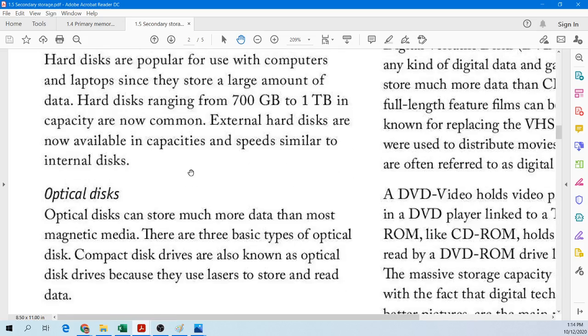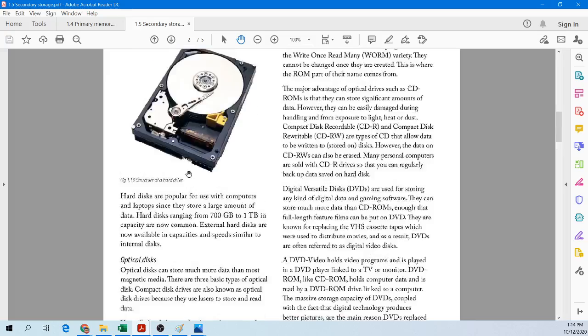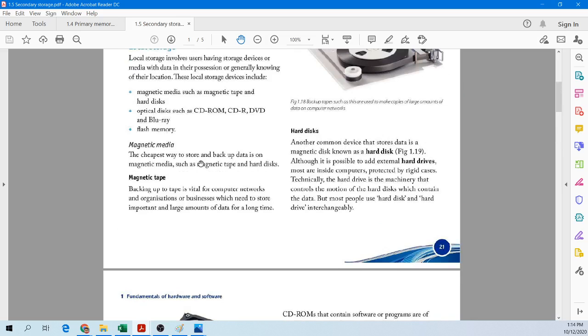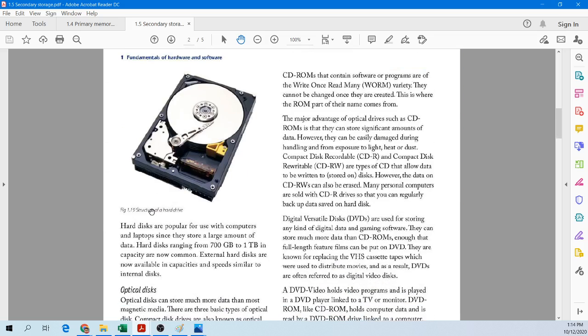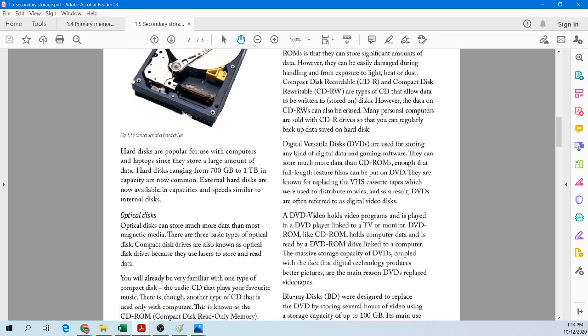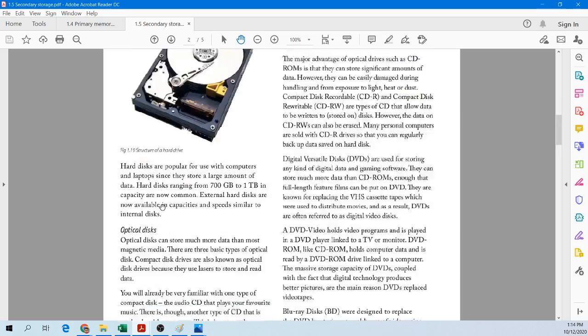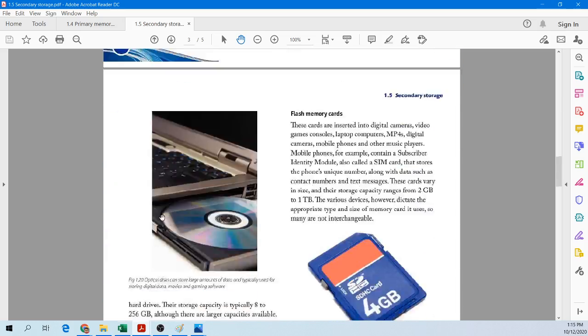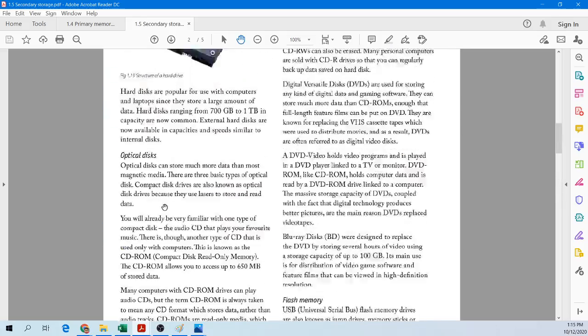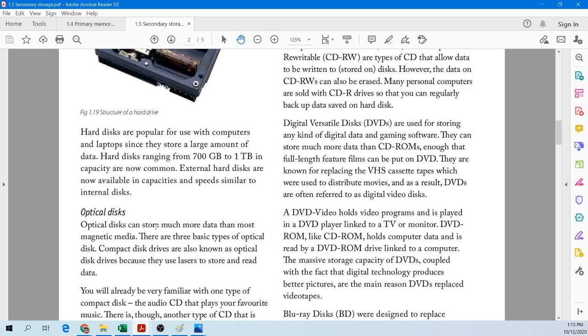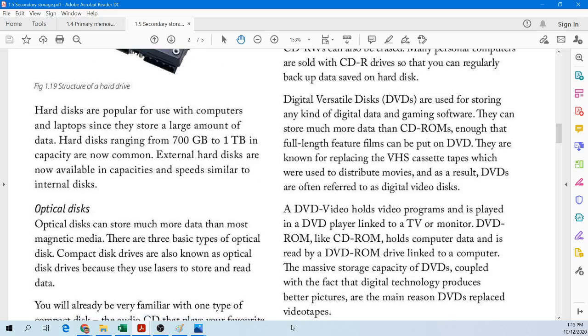Right, now, those are the 2 examples for magnetic media, magnetic tape and hard disk. So the next category basically is optical disks, and we'll look at how optical disks store their data and what are some examples of optical disks.